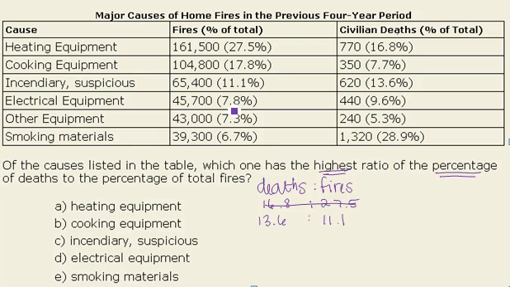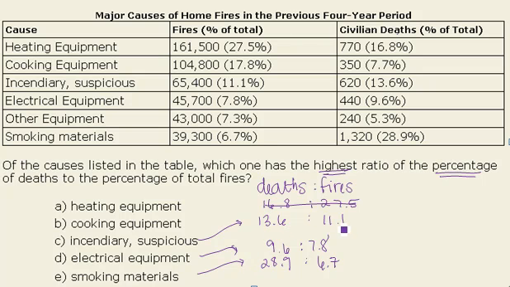Well, 9.6 to 7.8 for electrical. And here's electrical, so we can look at that one, 9.6 to 7.8. And other equipment isn't even listed, so then we have smoking materials is 28.9 to 6.7. So now between incendiary and electrical equipment and smoking materials, which of those three has the highest ratio?